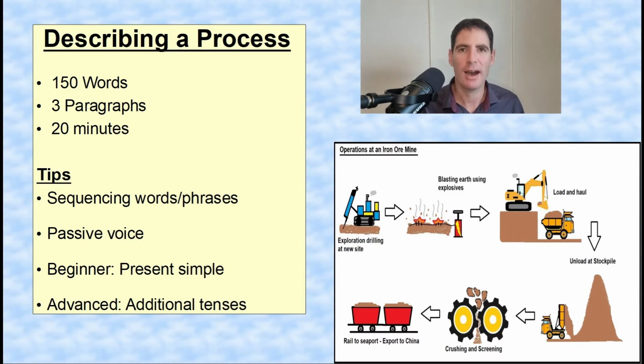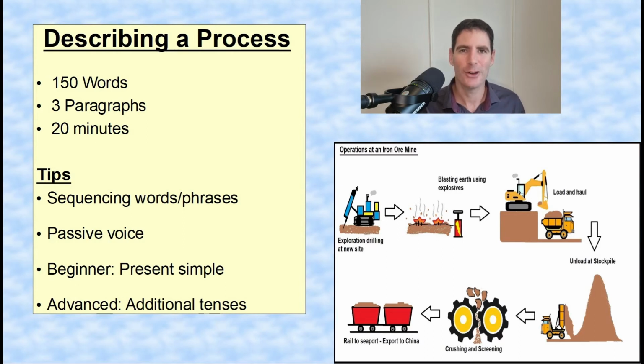So my tips are, you really need to build your vocabulary for sequencing words. That will show the reader, which is the examiner, the order of the stages and make it a lot easier for them to understand the flow of the process.